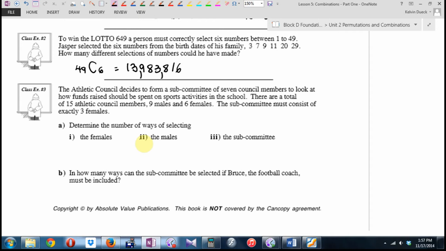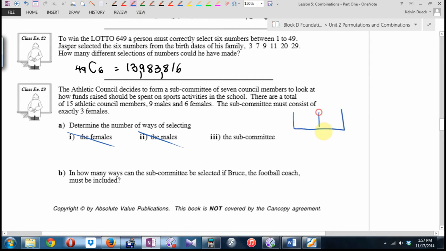Okay? Here is what helps me figure out a lot of combination questions. First of all, I'm not going to do that or that. I'm going to go straight to the answer. I'm going to draw a bucket. The bucket consists of males and females. How many males are there grand total? How many females are there grand total?